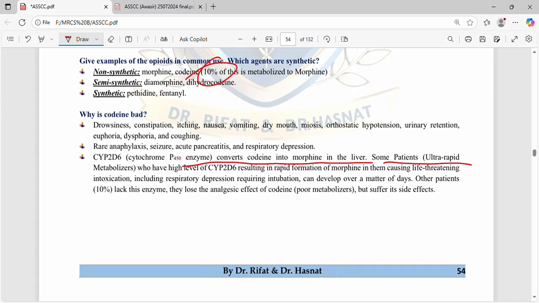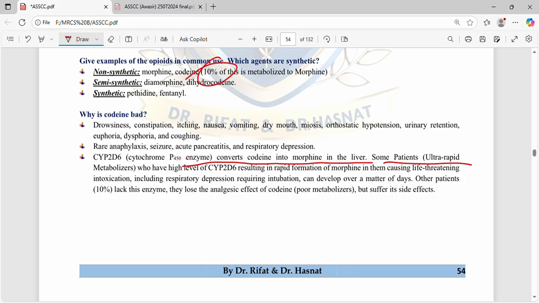Some patients are ultra-rapid metabolizers, who have a high level of this cytochrome P450 enzyme, resulting in rapid formation of morphine in them, causing life-threatening intoxication, including respiratory depression requiring intubation, which can develop over a matter of days.